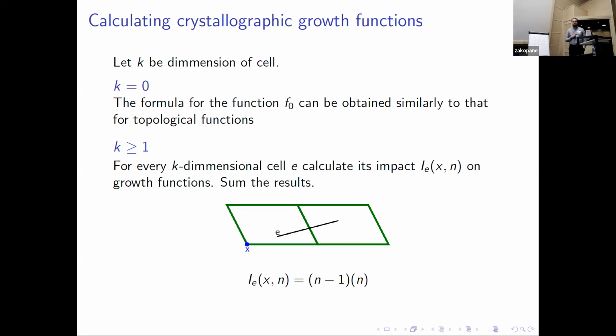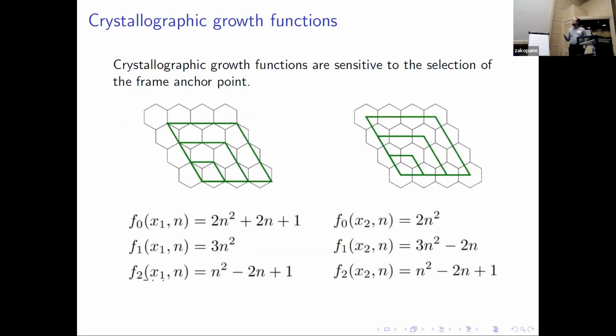Of course, there are also different methods for finding these polynomials, but I give this as an example because it nicely extends when we want to compute crystallographic growth functions for all possible placements of a frame. Because as you can see on the slide, these functions are sensitive to the selection of the anchor point of the frame. If we place our frame in a different place, then we can get different growth functions.